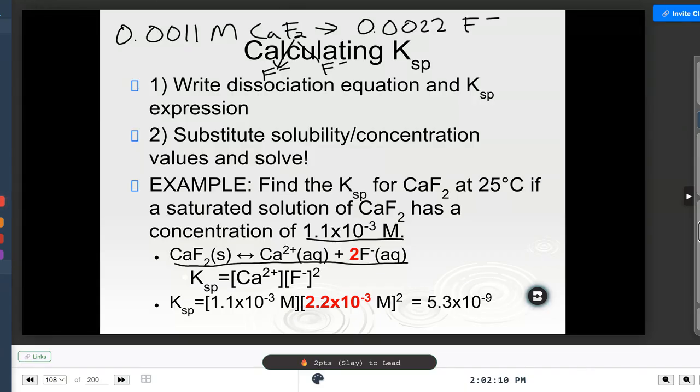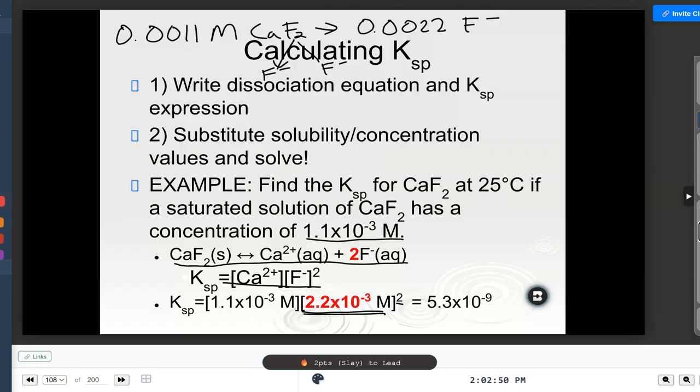Because every single one of those calcium fluorides is breaking into 2 fluorines. So if my concentration of calcium fluoride is 0.0011 molar, then my concentration of fluorine ions is twice as much of that, 0.0022, right? So it's important to understand what's happening here when I am writing my KSP as calcium fluoride. I have to double my fluorine's concentration first, and then I have to square it. So I have to do both things.